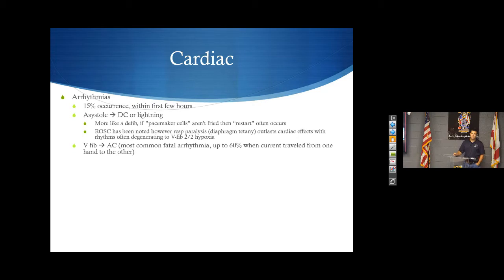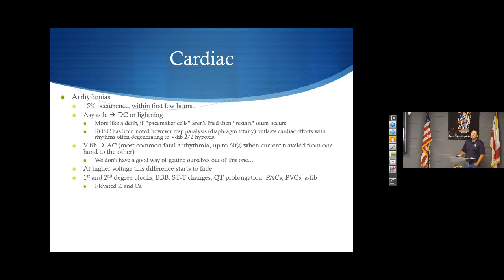VFib occurs most commonly with AC current. Okay, it's the most fatal arrhythmia, up to 60% occurring when current travels from one hand to the other, right? We've got a pretty decent way with our SA node of getting out of asystole. We don't really have a good way of getting ourselves out of VFib. All right, at higher voltage, this difference actually tends to disappear. Okay, enough AC volts going through will mimic DC.